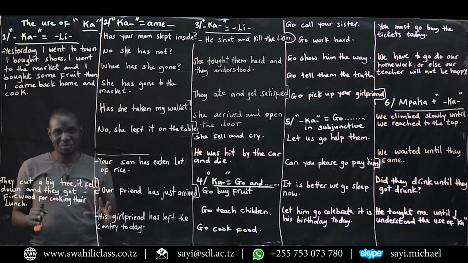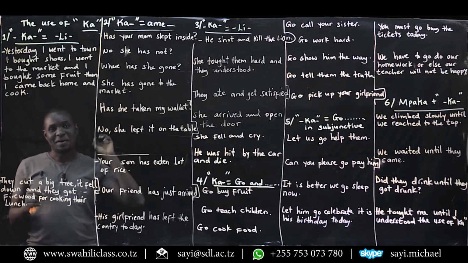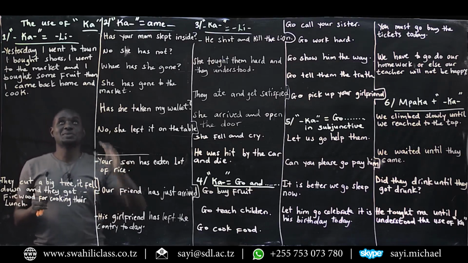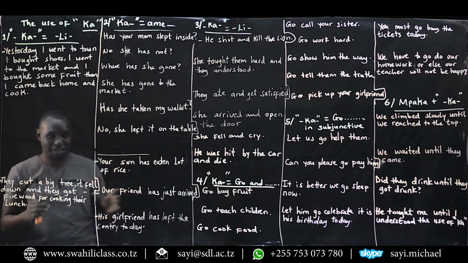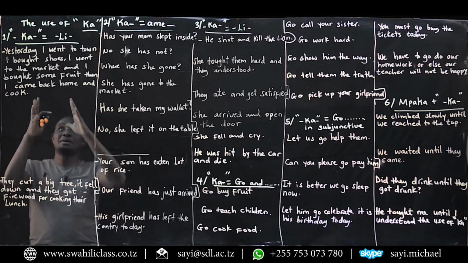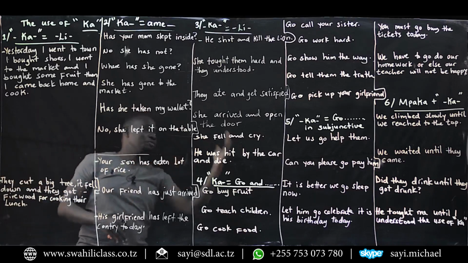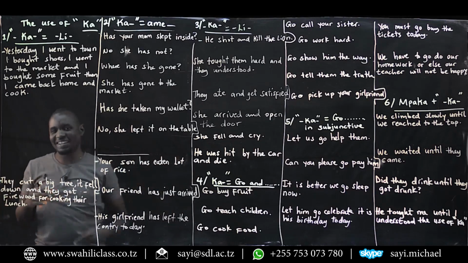After this lesson, you should continue with part two. Watch another video, part two, use of ka, to see more functions of ka. This is not the end of ka, right? Okay, so we have number one, two, three, four, five, six. We continue to another video.